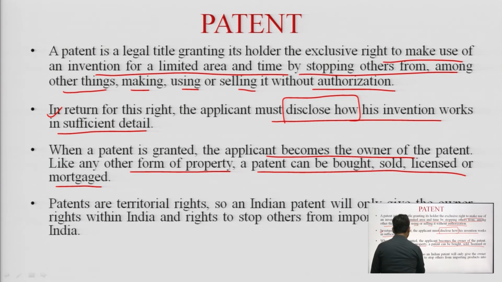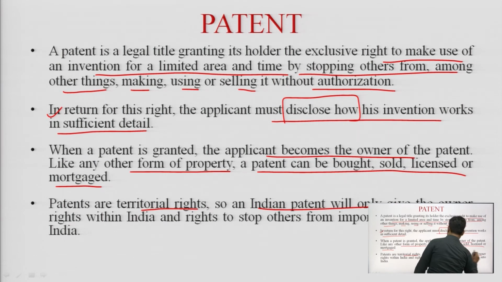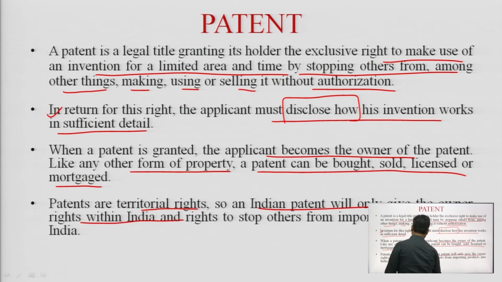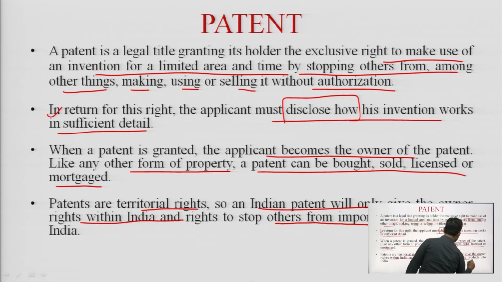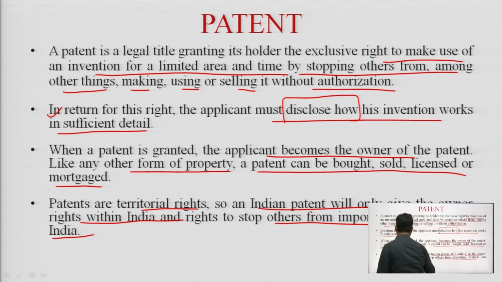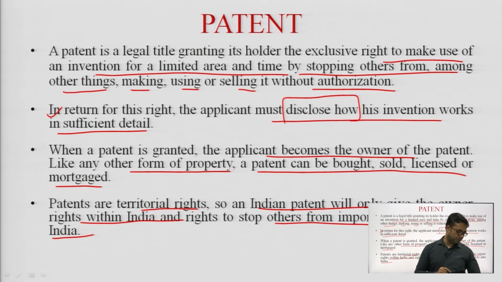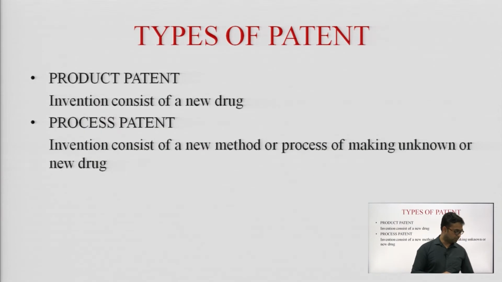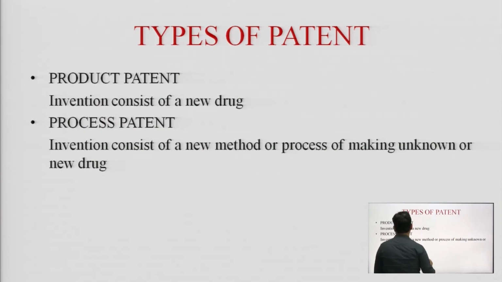Patents are territorial rights. So an Indian patent will only give the owner rights within India and the right to stop others from importing products into India. Okay. So territorial rights exist. If I have discovered something in India, that is applicable in India only, and no one from an outside country can actually import that particular product also. So types of patents. One is the product patent, another is the process patent.